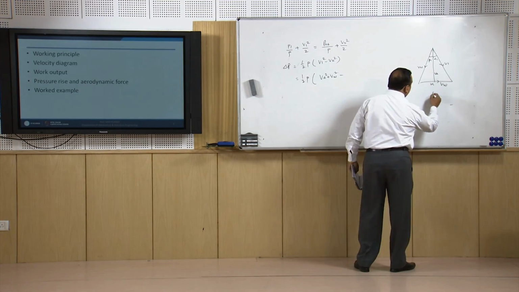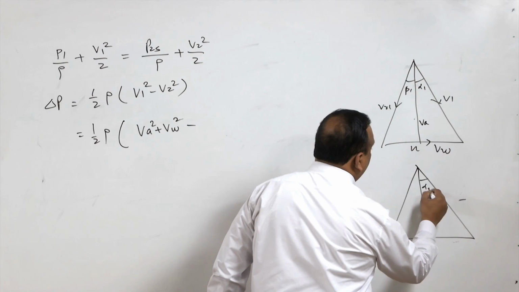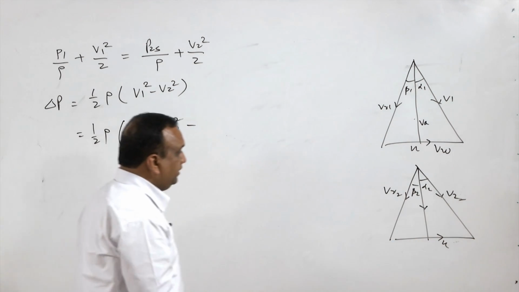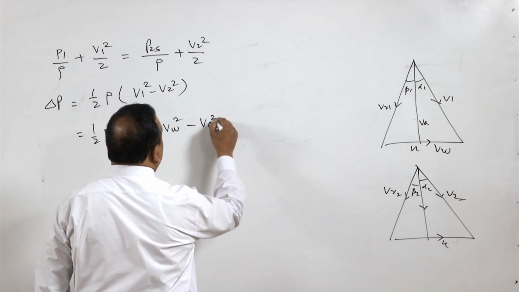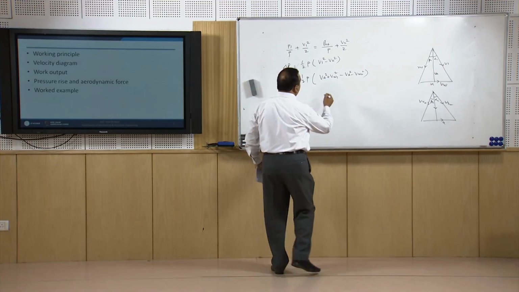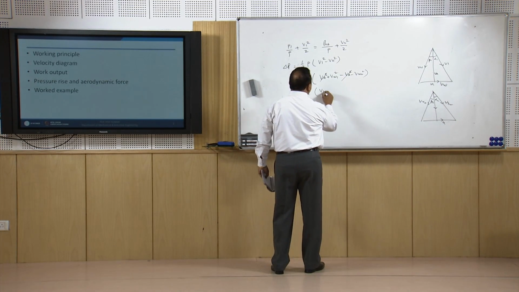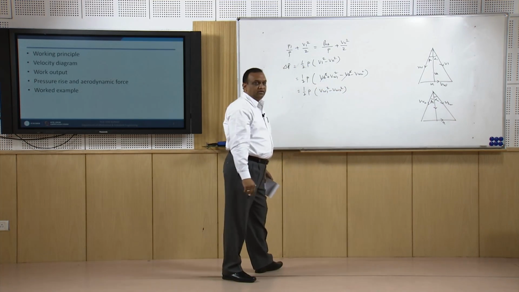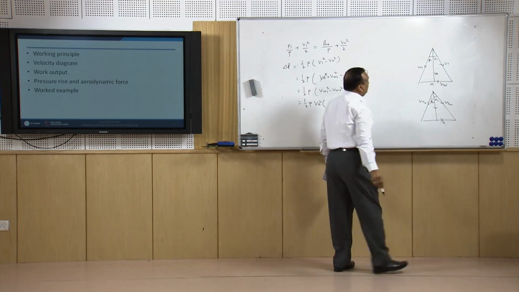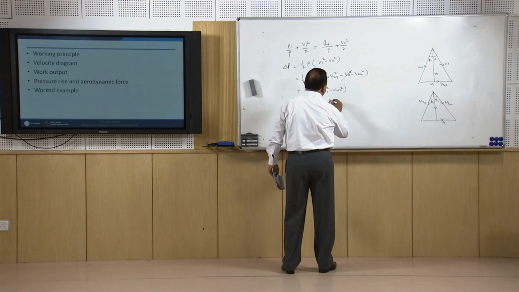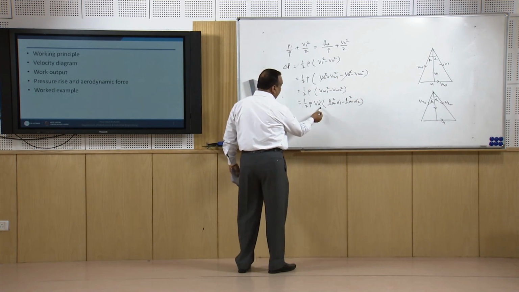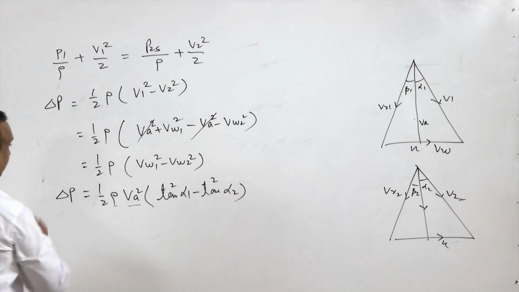In the same fashion, if we take into account this diagram, alpha 2, beta 2, VR2, V2 and U. Here also V2 square is VA square minus VW2 square. Okay. And then this will be cancelled out. It is going to be half rho (VW1 square minus VW2 square), or half rho VA square, and VW is nothing but VA tan alpha 1. So, tan square alpha 1 minus tan square alpha 2. So, only axial velocity and the density are needed, and we can find the pressure rise in this stage.